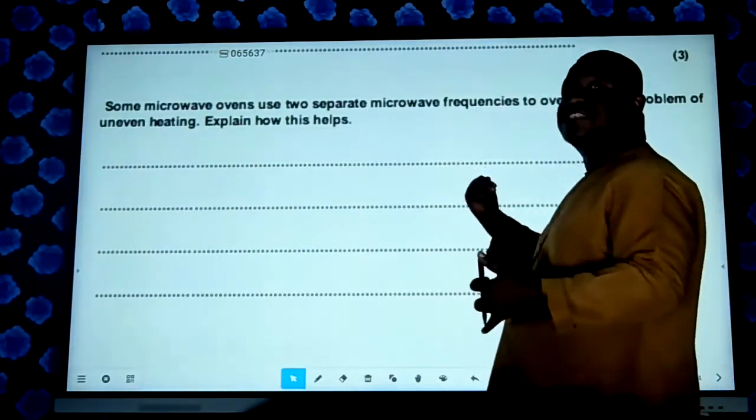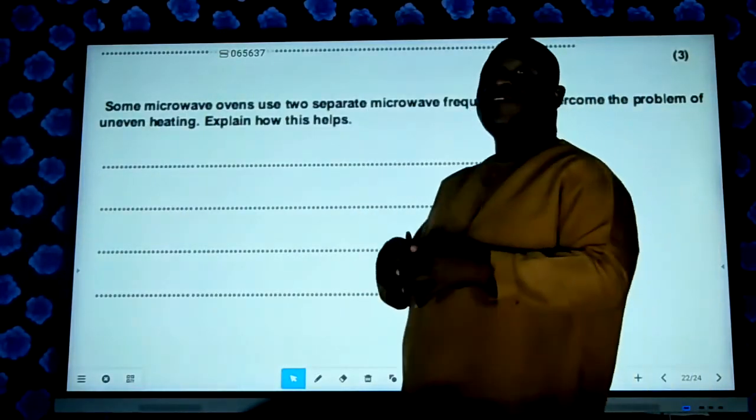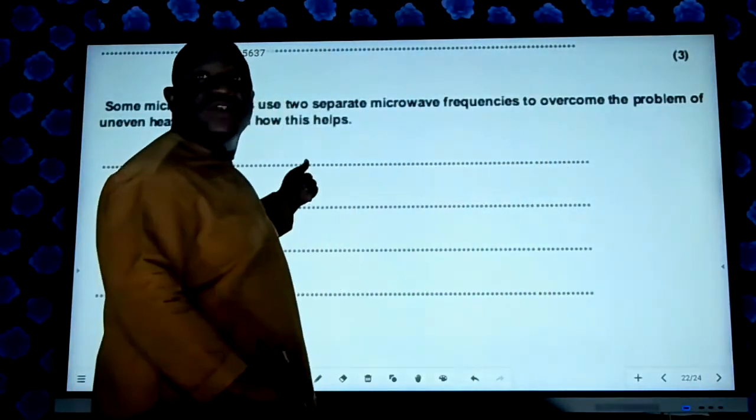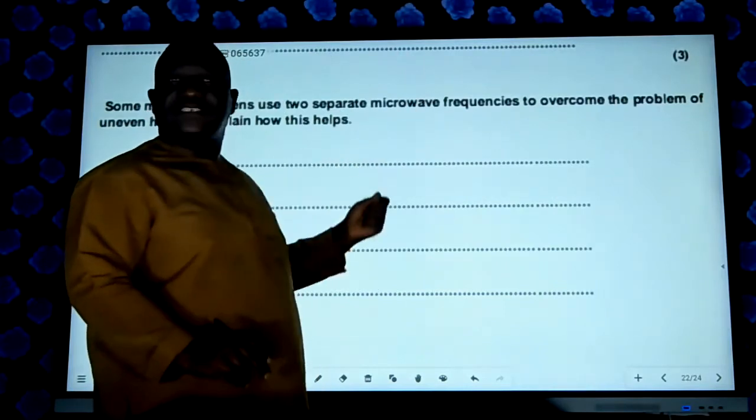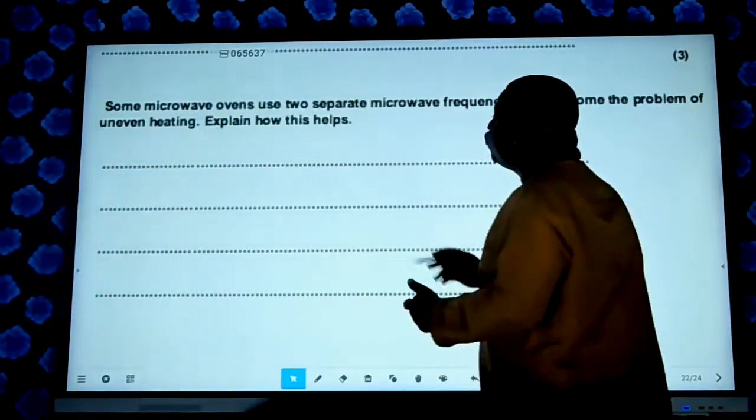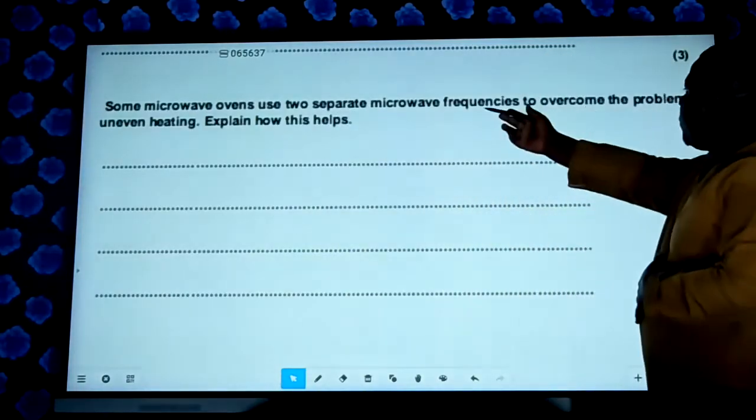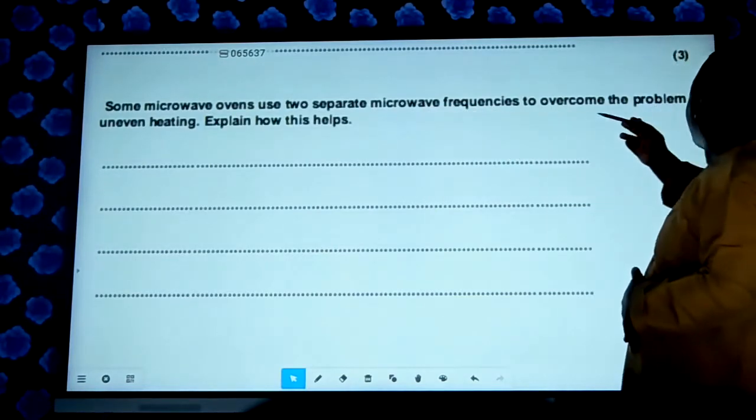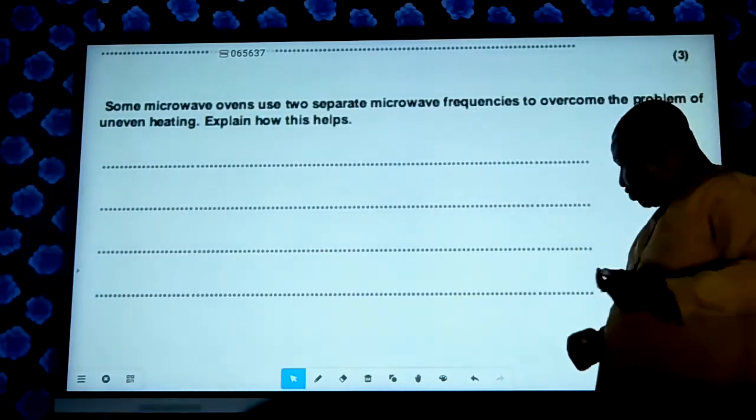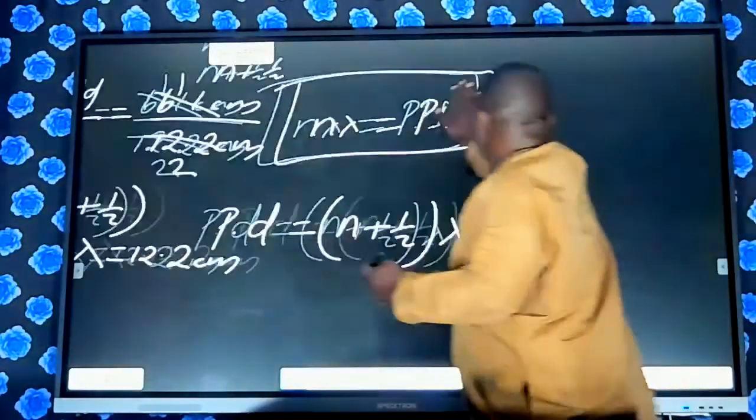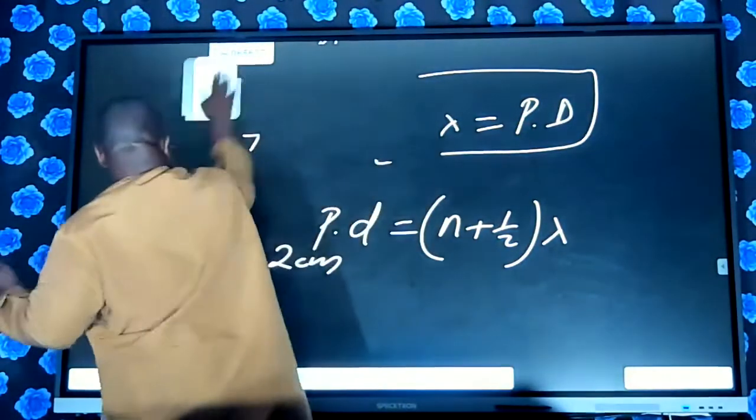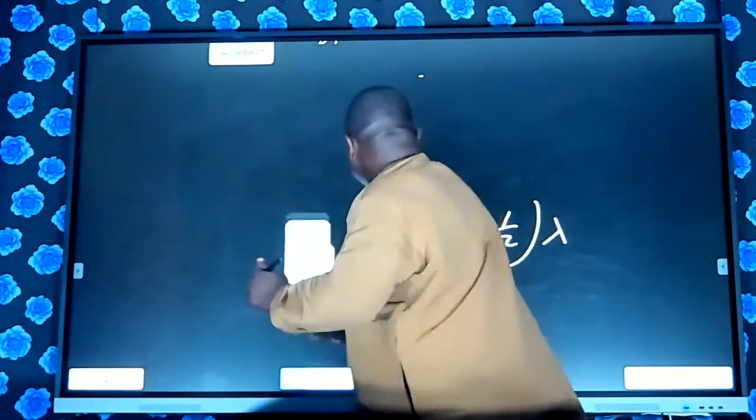How do you overcome this? This is what this other question is asking us. We can overcome this by using microwave with 2 separate frequencies. They are asking you to explain how this is done. Microwave ovens use 2 separate microwave frequencies to overcome this problem. You should explain how. I'll explain to you. I don't need to write anything on the board and you should understand.